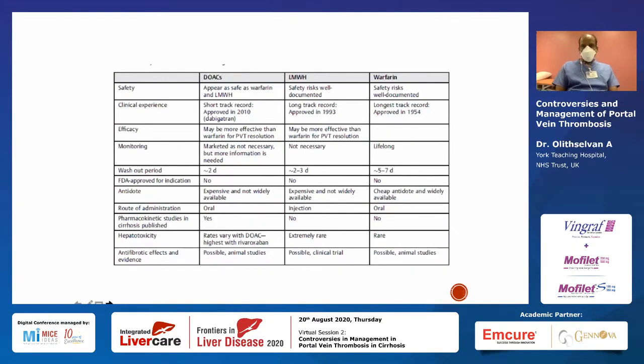Warfarin, again, is well documented. It's got a long track record. It's got a washout period of 5 to 7 days. The antidote is very cheap, easily available, easily administered. It's again oral, but this just needs long-term monitoring.